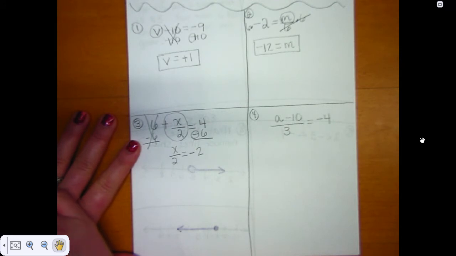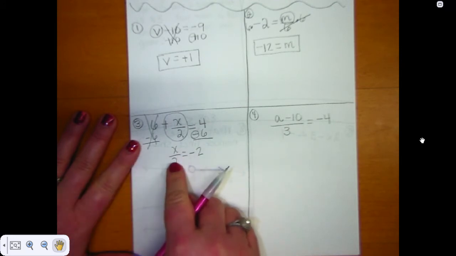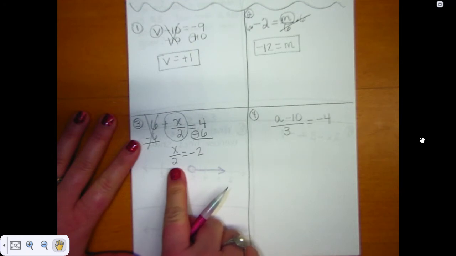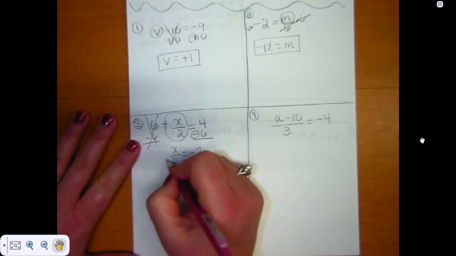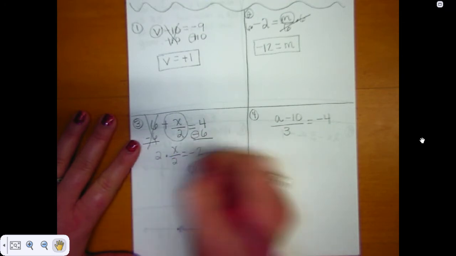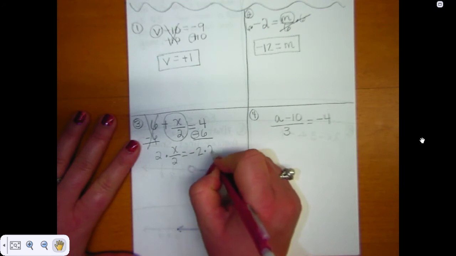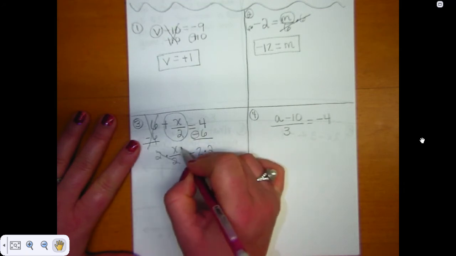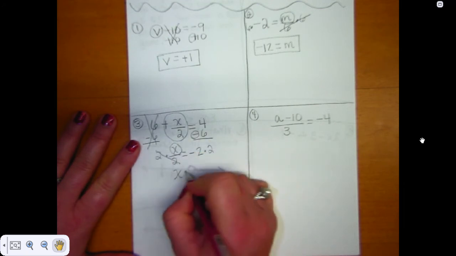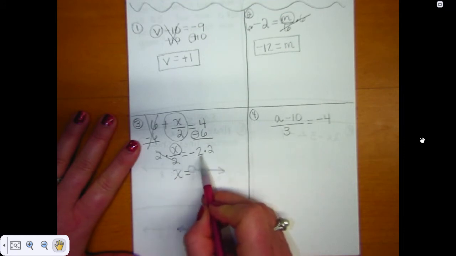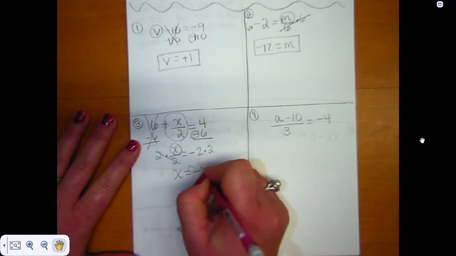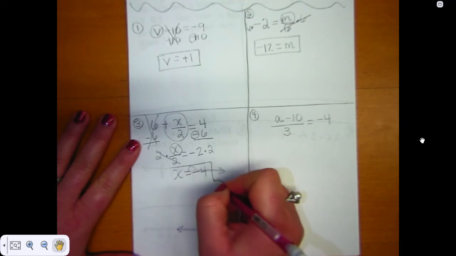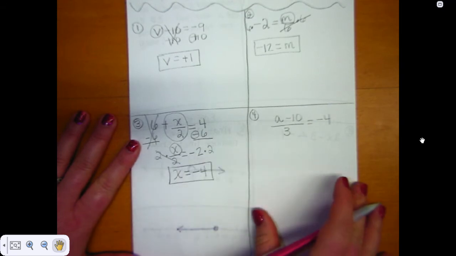Now, I'm not finished yet because I still don't have this x by itself. So I need to get rid of the 2. Right now, x is being divided by 2, so that means I need to multiply the opposite. Multiply both sides by 2. These cancel out. I'm left with x is equal to negative 2 times 2 is negative 4. So x is equal to negative 4.